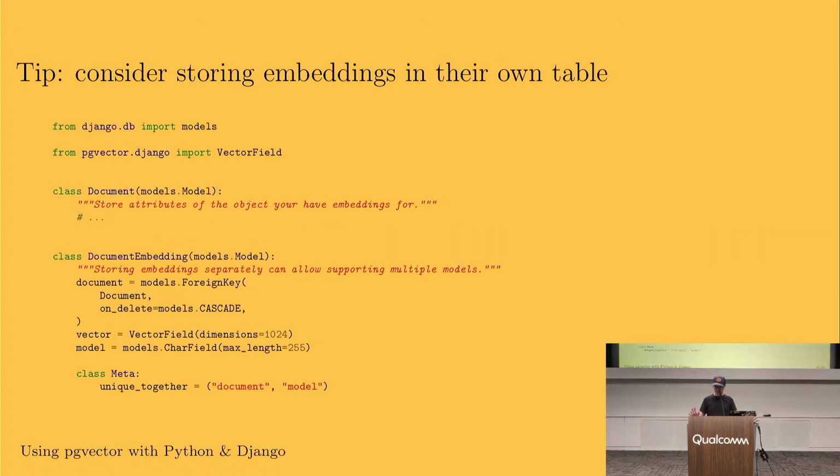I know this talk is just an introduction, but I did want to give a few tips since I've been using this, not for very long, but just a couple things that I've learned. One is to consider storing embeddings in their own table and associate it with the model that generated it. And this is for a couple different reasons. Firstly, comparing embeddings across models doesn't really make sense, since they encode values in different ways. So you want to store the model that generated the embedding alongside the embedding.